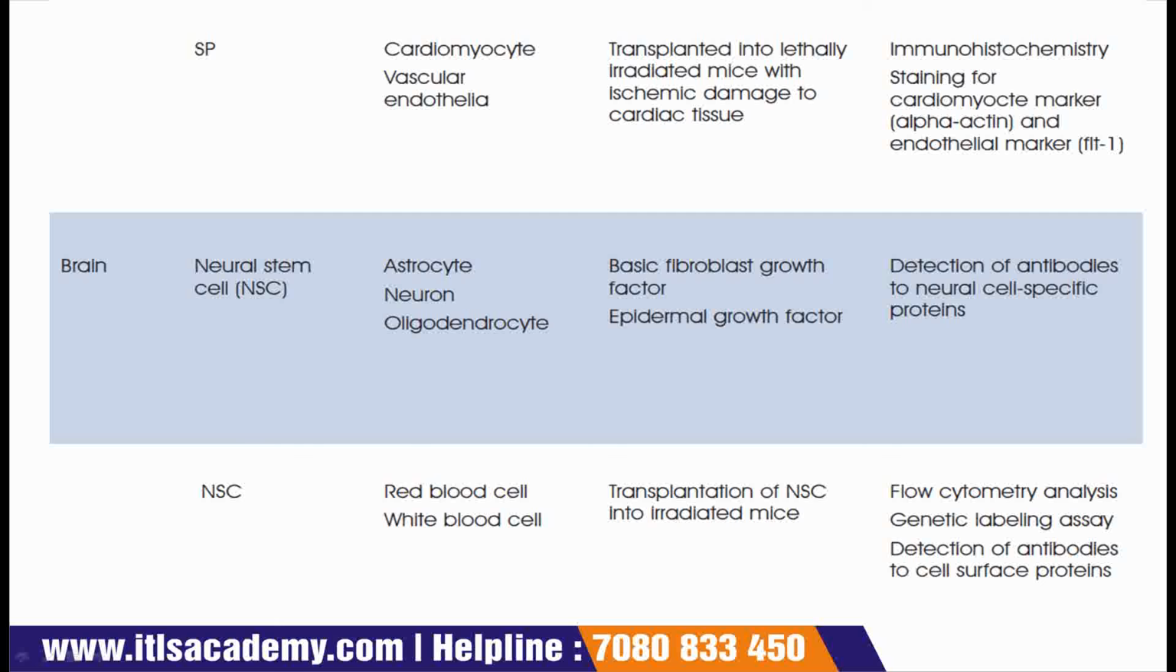Again, this cell is neural stem cell and cells formed are RBC and WBC. Conditions are transplantation of neural stem cells into irradiated mice. Method is flow cytometry analysis, genetic labeling assay, and detection of antibodies to cell surface proteins.